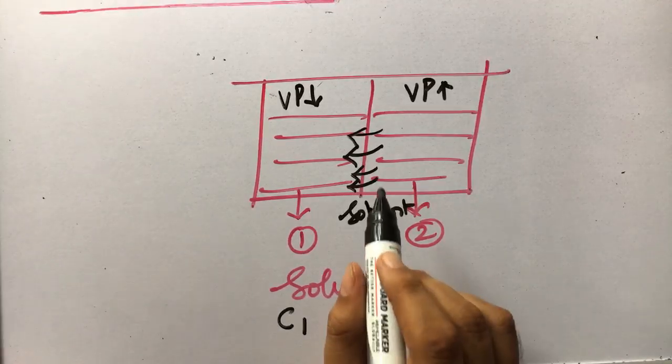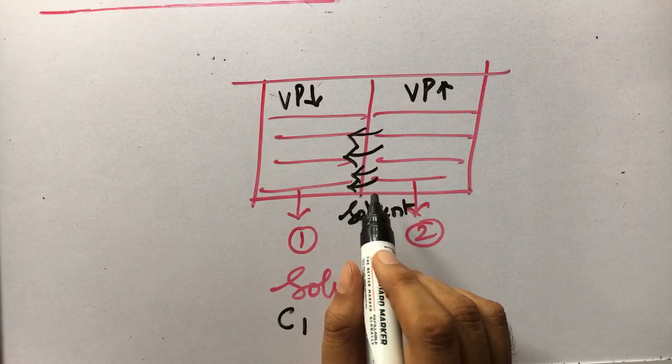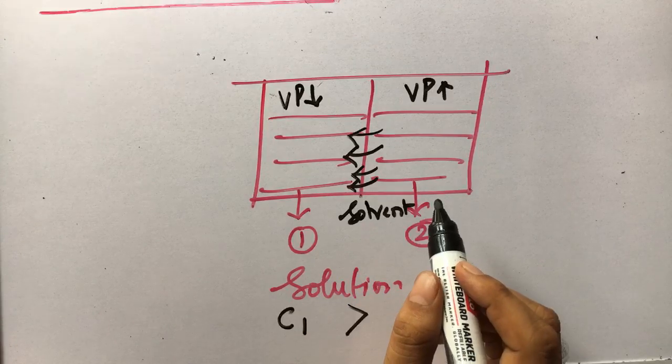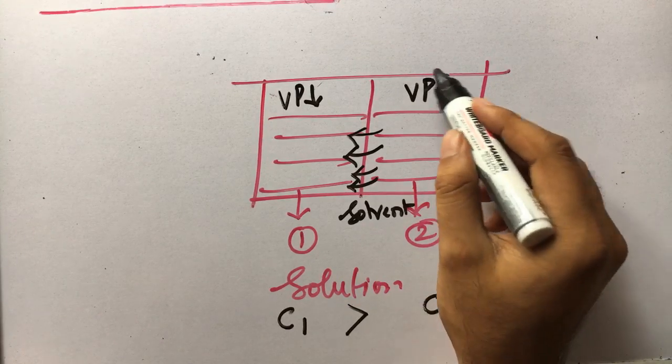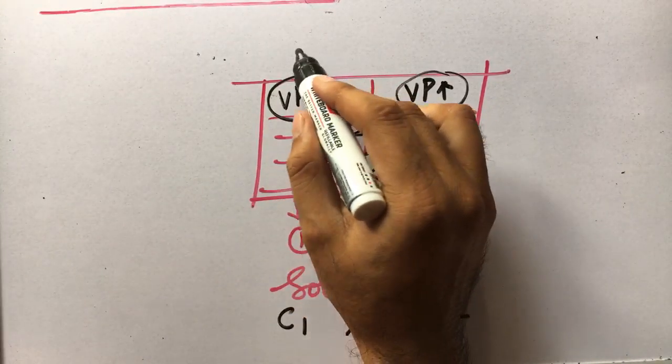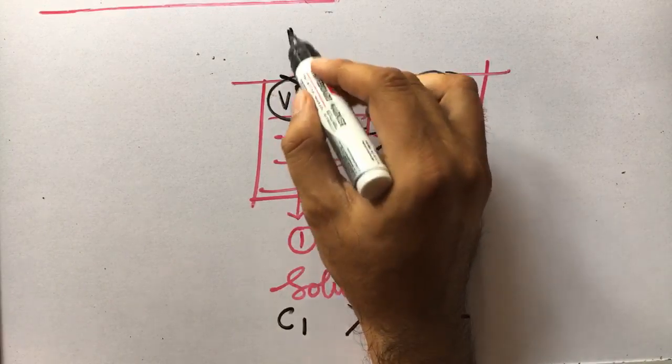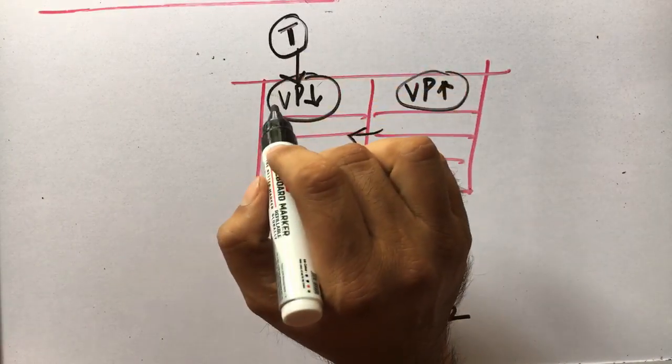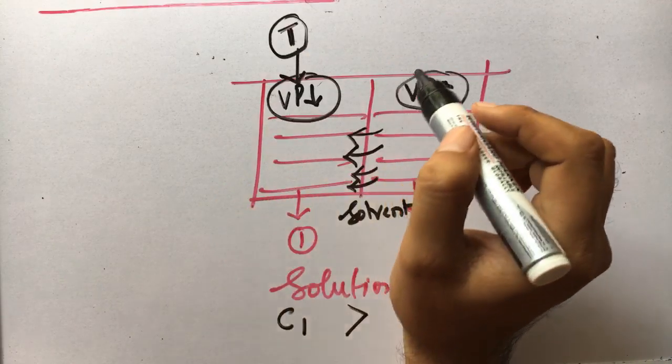Now, tell me students, if I want to prevent the process of osmosis, where should I apply the pressure? Here vapor pressure is more, here vapor pressure is less. Definitely I have to apply pressure on this side, I have to apply pi here. So the question can also be asked.